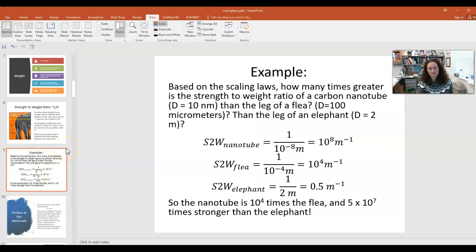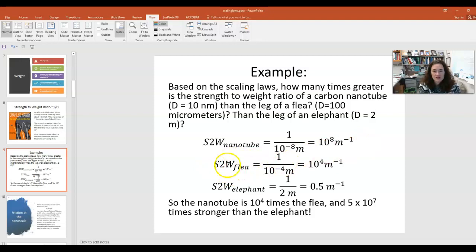Here's another example, and this one gets a little more quantitative. Based on the scaling laws, how many times greater is the strength to weight ratio of a carbon nanotube, which has a characteristic dimension of, say, 10 nanometers, than the leg of a flea, which has a characteristic dimension of about 100 micrometers? And then compare that to the leg of an elephant, which has a characteristic dimension of about 2 meters. So here's the scaling law. The strength to weight ratio of a nanotube is 1 over the characteristic dimension. Well, 10 nanometers is 1 times 10 to the minus 8 meters. So 1 over 10 to the minus 8 meters is 10 to the 8 inverse meters.